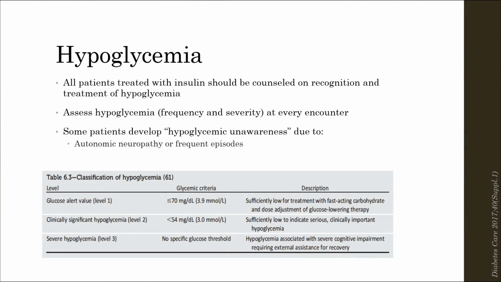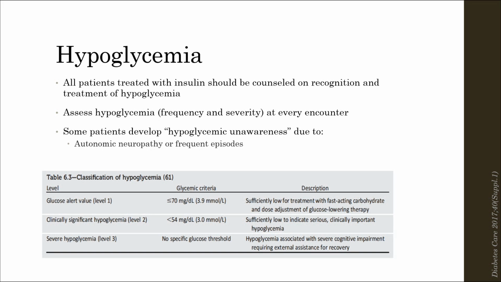Hypoglycemia, as I said earlier, this can put you in the hospital faster than a high blood sugar. Patients should always be assessing for low blood sugars. All patients treated with insulin should be counseled on recognition and treatment of hypoglycemia. Assess for hypoglycemia. How often is it happening?